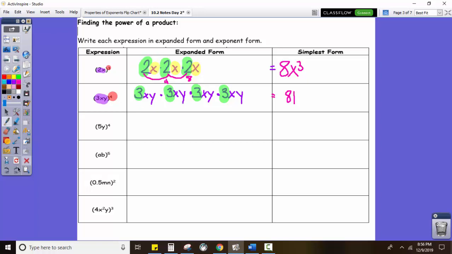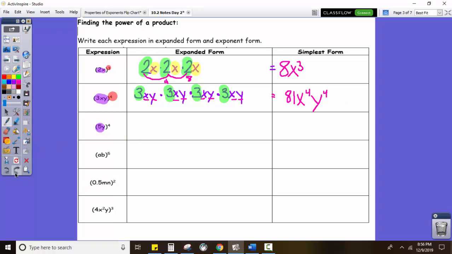Okay, then I go look at my x's. I have 1, 2, 3, and 4. So I would have x to the fourth. Okay, and then for the y's, I have 1, 2, 3, and 4. So that would be y to the fourth. So 81x to the fourth, y to the fourth would be your simplest expression here.